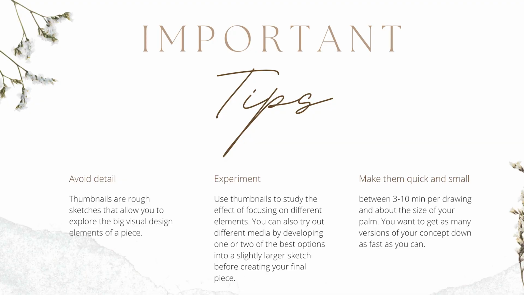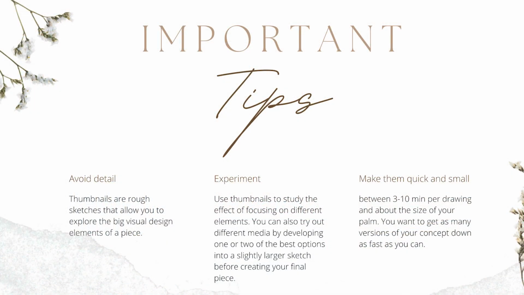So use thumbnails to study the effects on the different elements of foregrounding or focusing on different parts of the composition, by making color more important, or tone or light, making your light darker or lighter, etc., etc. And make them quick. Make them quick, make them small. So between 3 to 10 minutes per drawing.